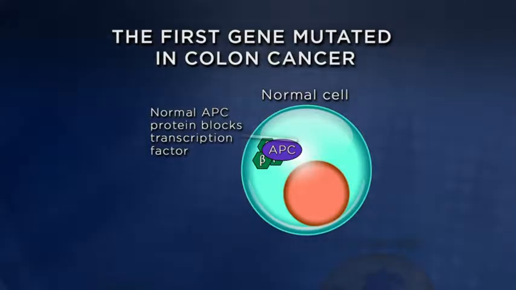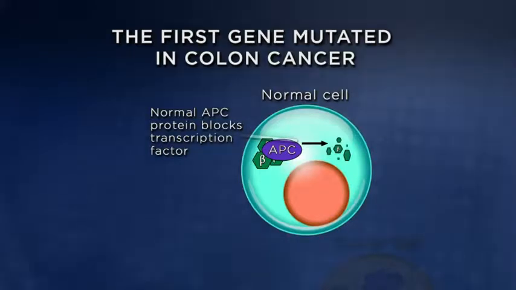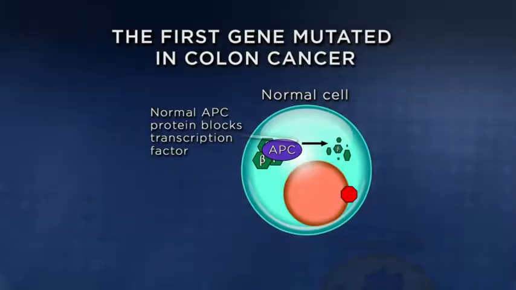It targets that beta-catenin protein, that transcription factor, for destruction in a mechanism in the cell that's like a garbage disposal. Essentially grinds the thing up to bits. So terrific, okay? It stops the cell from dividing by stopping that beta-catenin transcription factor from getting into the nucleus.